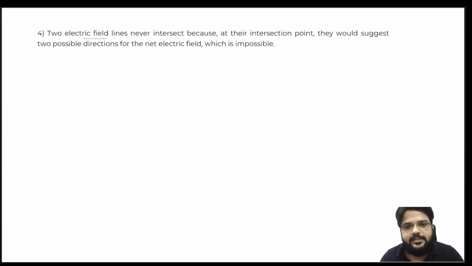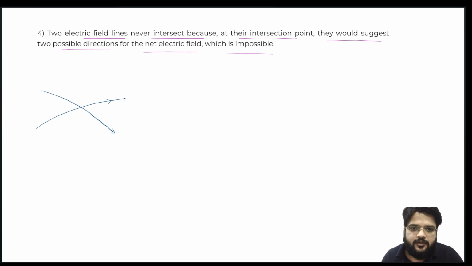Two electric field lines never intersect because at their intersection point they would suggest two possible directions for the net electric field, which is impossible. So let's suppose we have two electric field lines and these two field lines are intersecting. So what will happen at the intersection point? This is the intersection point.